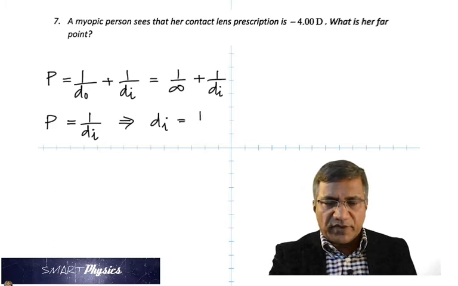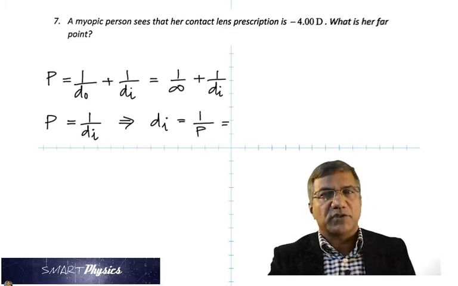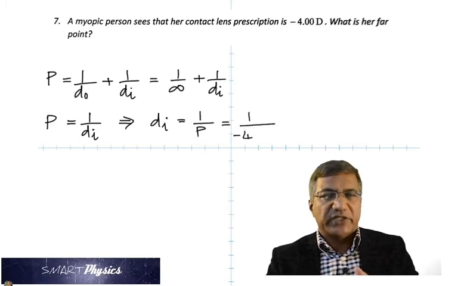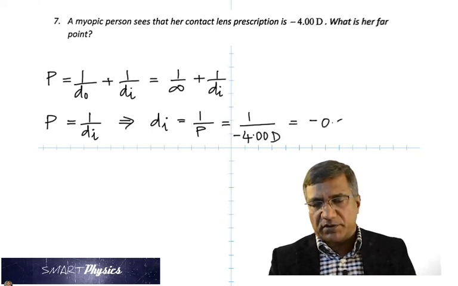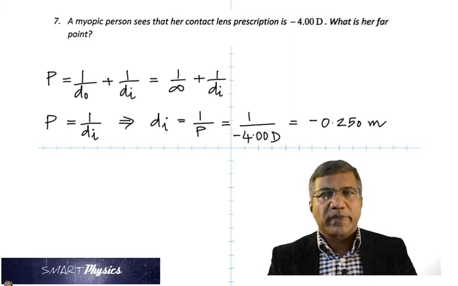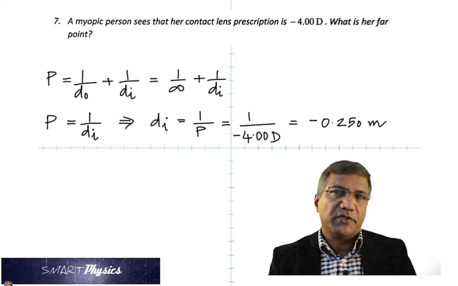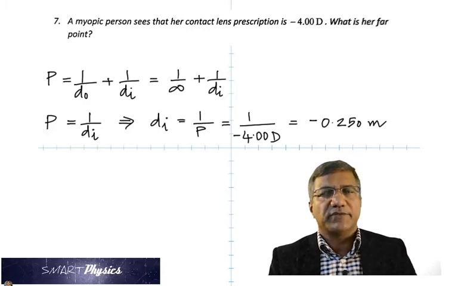So 1 by infinity is 0 again. So we get power is 1 by DI, or DI is 1 by P. And 1 by negative 4 diopter gives negative 0.25 meter. So the far point is negative 0.25 meter, or negative 25 centimeter.